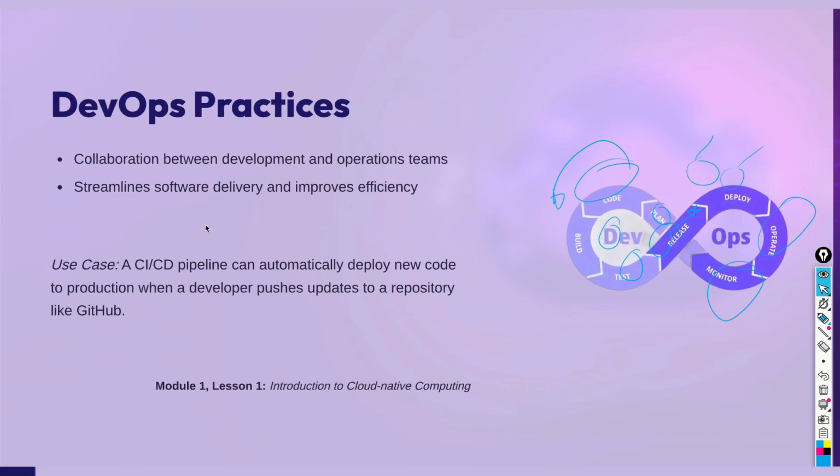Last but not least, we have DevOps practices. Simply put, it's a combination of development and IT operations. The goal is to shorten the development lifecycle and provide continuous delivery with high software quality. In cloud native computing, DevOps fosters collaboration between developers and operations teams so that we can automate infrastructure management and put an emphasis on monitoring and feedback. For example, using infrastructure as code tools like Terraform allows teams to manage and provision infrastructure through code, improving consistency and the speed of deployment.